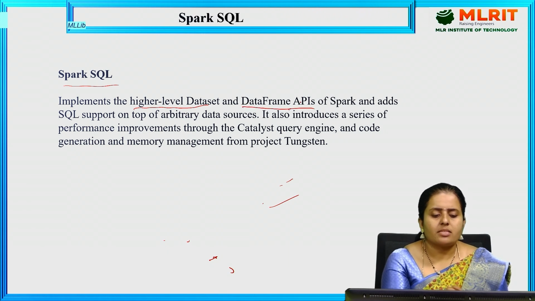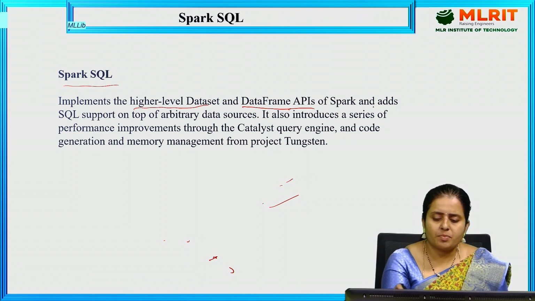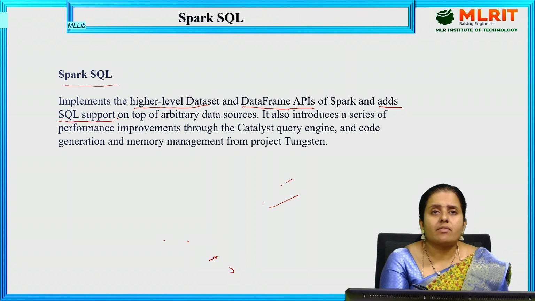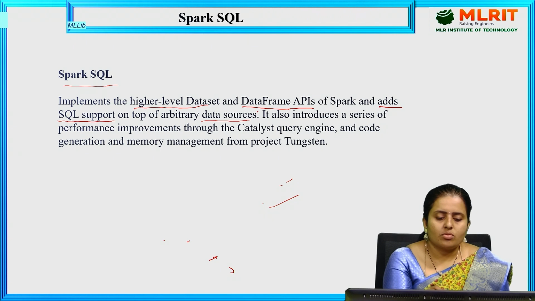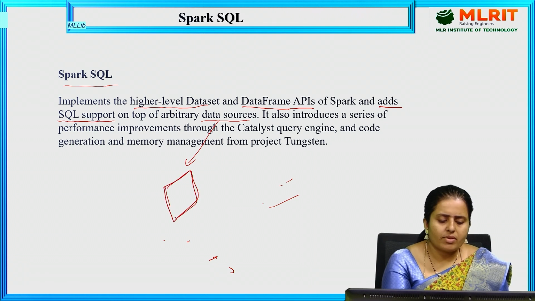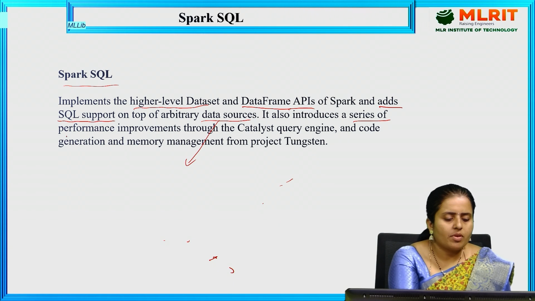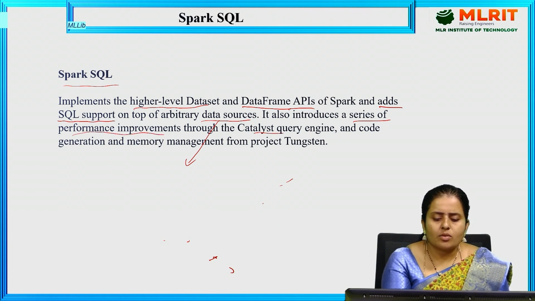Here it works with the high-level Dataset and DataFrame APIs of Spark. It adds SQL support. As I told you just now, it will support SQL query support on top of arbitrary data sources. So we have multiple data sources collected from multiple places, and that data can be stored in one database or one file format, and we can query these particular files by using Spark SQL query optimizers. It also introduces a series of performance improvements through the Catalyst query engine.